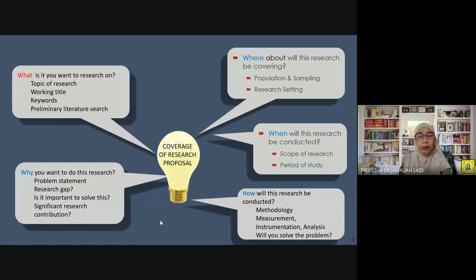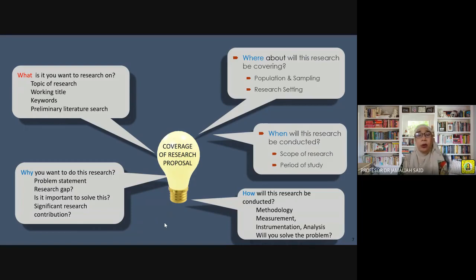What is so important about studying economic growth? Okay. The next, where is your sample? So when you want to study about CSR, whose CSR you want to study? Is it company CSR? Is it NGOs CSR? Okay, that is the population.